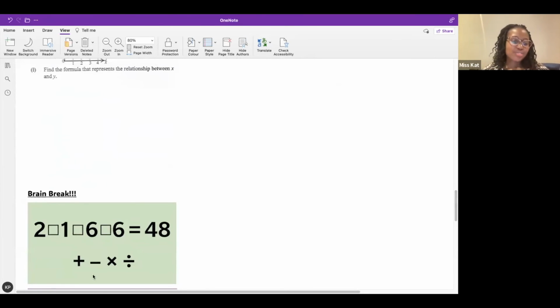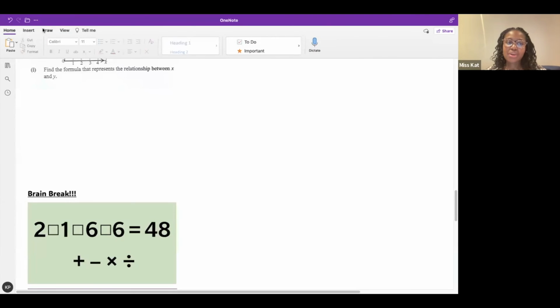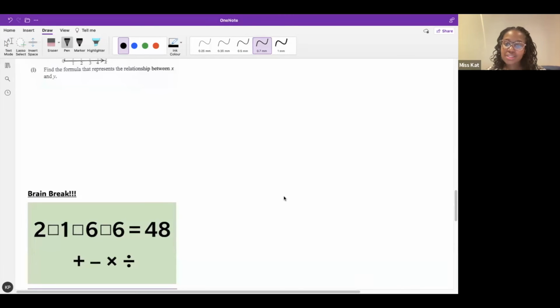Okay, you guys need to fill in these symbols to make the statement true. Okay, you can fill in brackets as well. Actually, you have to fill in brackets in order for this thing to work. So you're going to tell me where to put brackets, and then you're going to tell me which sign, and then we'll be good. Okay, let's go for it. There's your brain break.